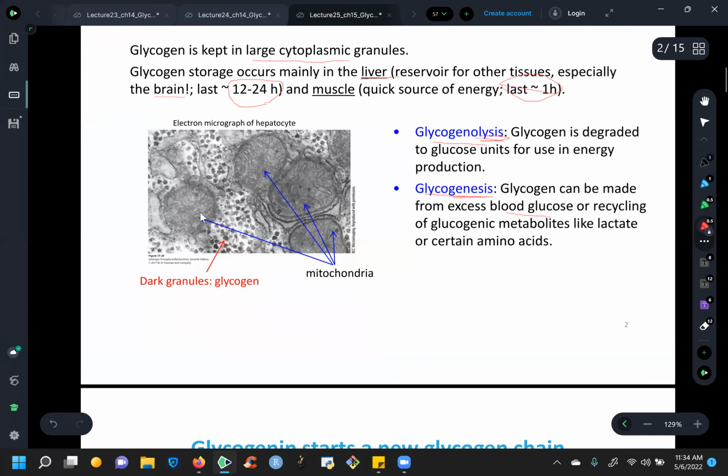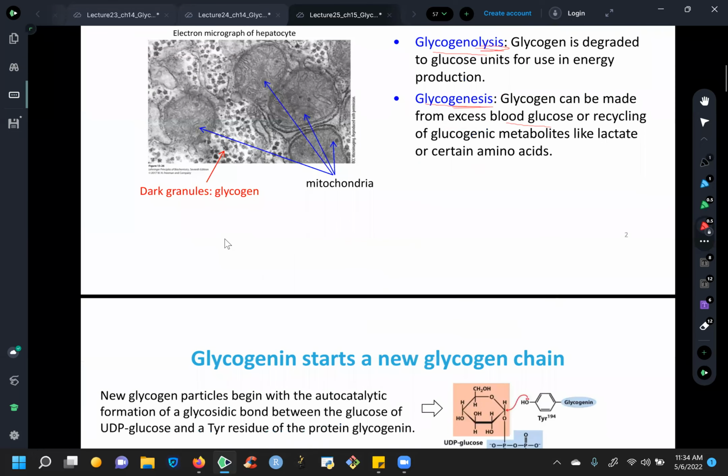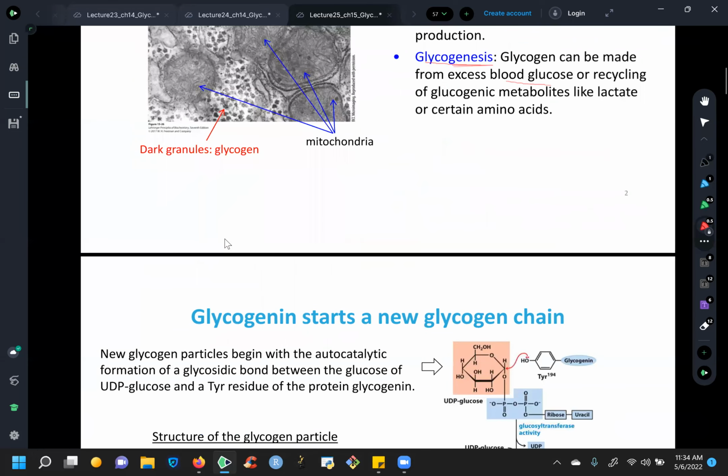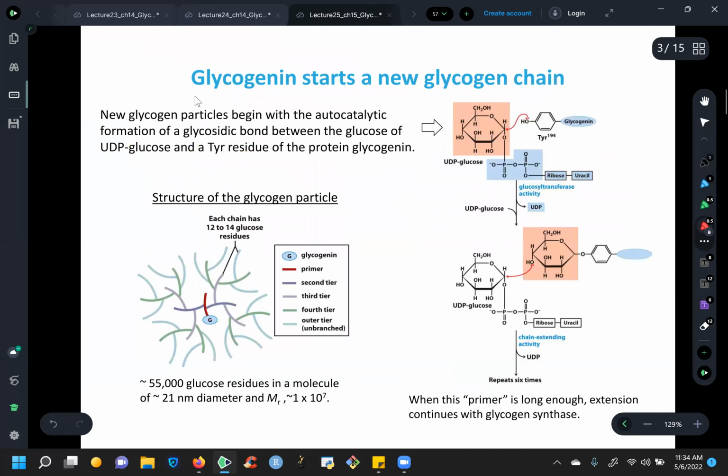So here's the mitochondria in our liver cells. And these dark granules are glycogen. If you can imagine thousands of glucose monomers attached to each other and clumped up, that's what glycogen is. And it's just waiting there to be used. Glycogenin starts a new glycogen chain. New glycogen particles begin with the autocatalytic formation of a glycosidic bond. A glycosidic bond is just a bond between two sugars: the glucose of UDP glucose and a tyrosine residue of the protein glycogenin.